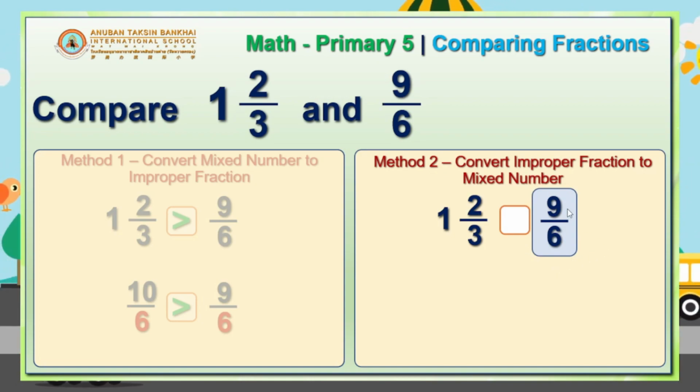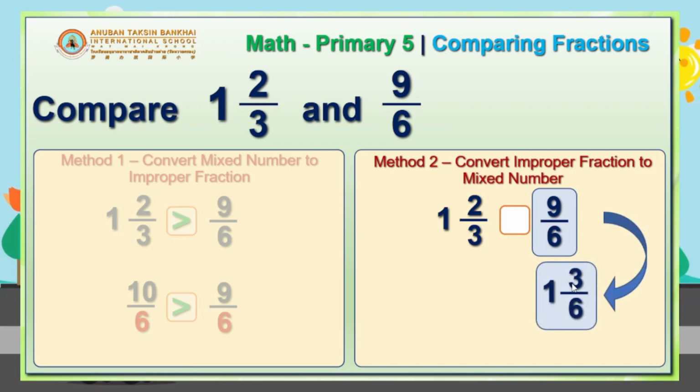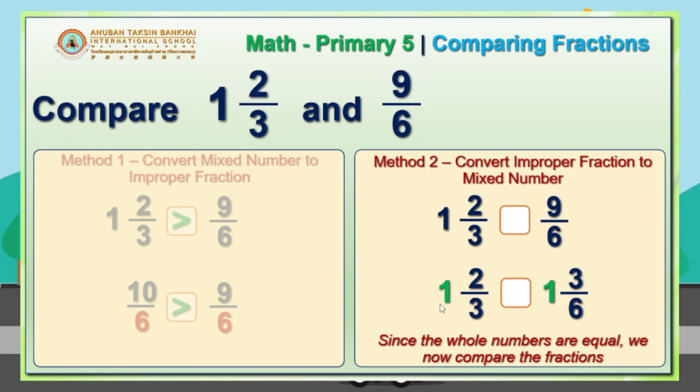So 9 divided by 6, that would be 1 remainder 3. So our mixed number would be 1 and 3 over 6. Let's just copy our other mixed number. So now these are our new numbers. So take note that our whole numbers are equal, so no need to compare this one.